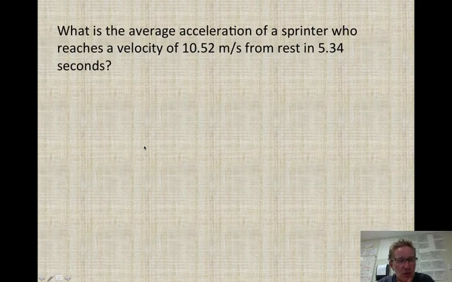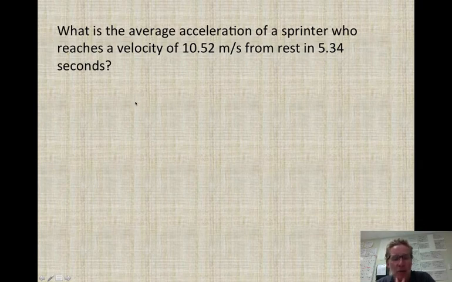Okay, so first example problem: what is the average acceleration of a sprinter who reaches a velocity of 10.52 meters per second from rest? And that's important that we understand what that means. Rest would be 0 meters per second, and this all occurs in 5.34 seconds.